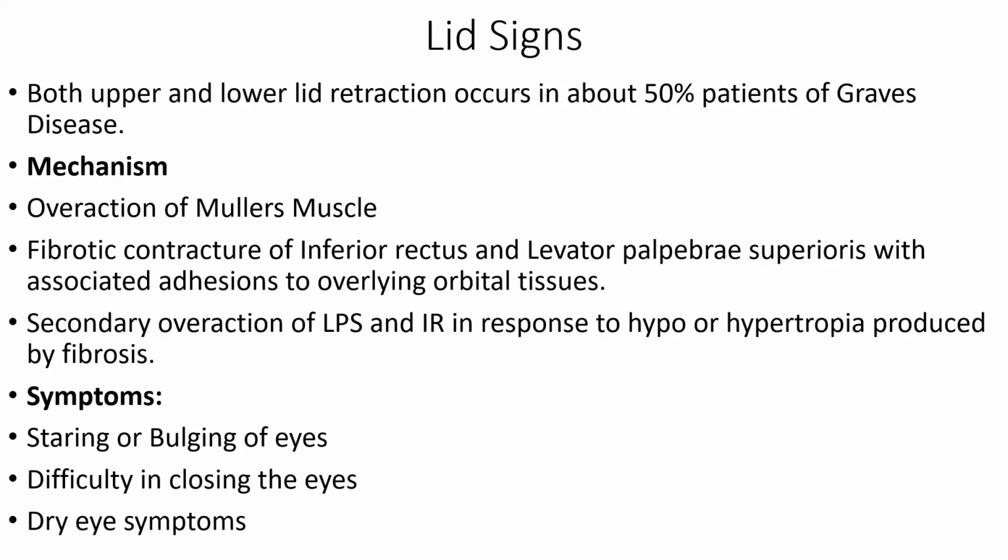The lid signs: both upper and lower lid retraction occur in about 50% of patients of Graves' disease. The mechanism of lid retraction may be an overaction of the Muller's muscle because of increased catecholamines in the blood, and fibrotic contracture of the inferior rectus and levator palpebrae superioris with associated adhesions to the overlying orbital tissues. There may be secondary overaction of the levator palpebrae superioris and inferior rectus in response to hypotropia or hypertropia produced by fibrosis.